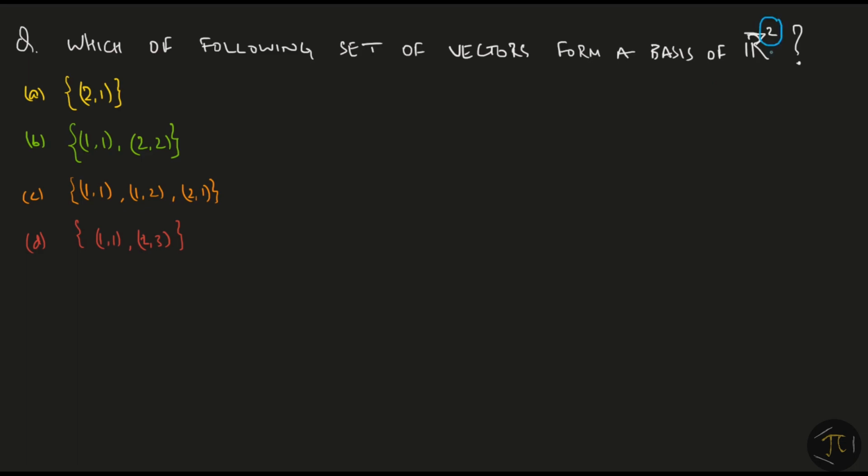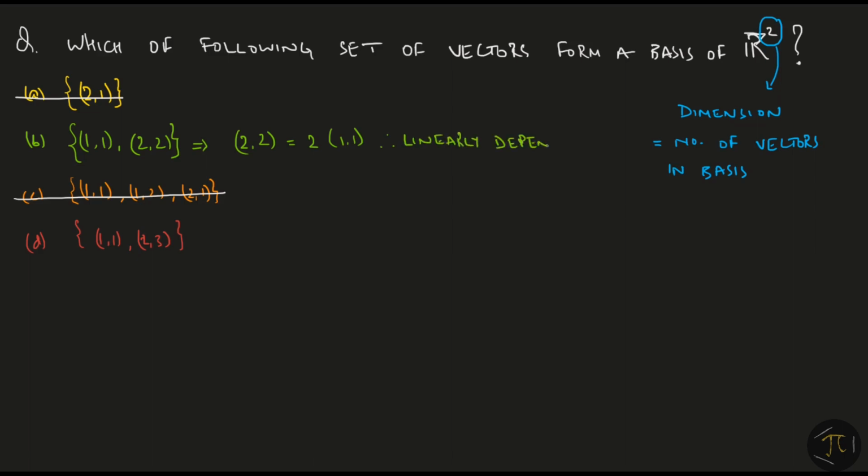The question asks for a basis for R2, that is a 2-dimensional space. By definition, the dimension is the number of vectors in the basis. So we're looking for an option with 2 vectors. That rules out option A and option C. Option B looks fishy. 2, 2 is just twice of 1, 1. So these 2 vectors here are actually linearly dependent. So that leaves us with option D, and you can in fact check that the vectors in D are linearly independent. This question here was taken from the 2019 MSQA exam of ISI.